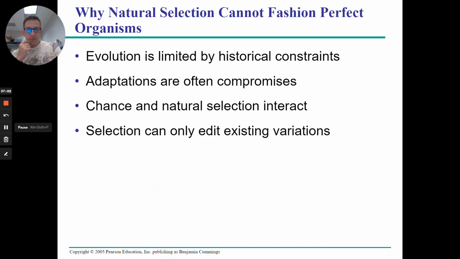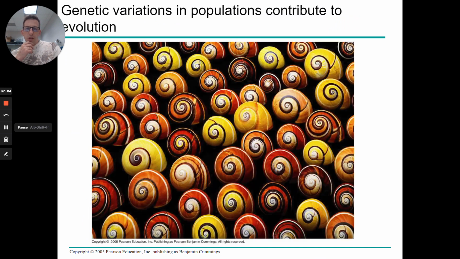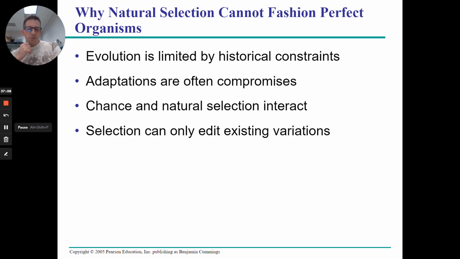Okay, so it might have popped into your head a question as to, well, can natural selection fashion perfect organisms? And the answer is no. Natural selection cannot fashion perfect organisms. We think, being humans, that we are perfect organisms, but I can tell you right off the bat that one swift change in something extremely important in our environment could be our downfall.